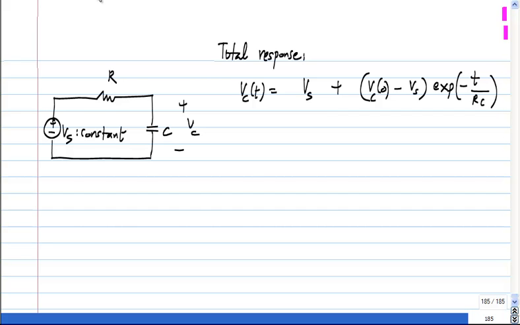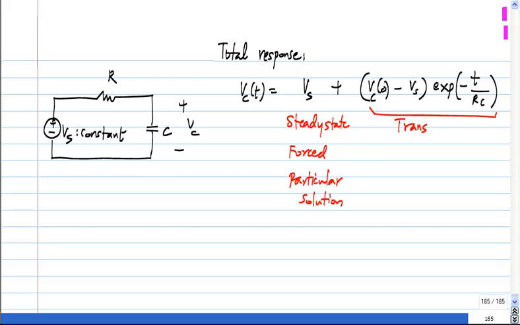Where this is the steady state or force response, or the particular integral as it's called in the literature on differential equations. And this part is the transient response. Transient obviously means that it is short lived and it will go out eventually, or the natural response, meaning that this is some property of the circuit by itself, not the input that you applied.